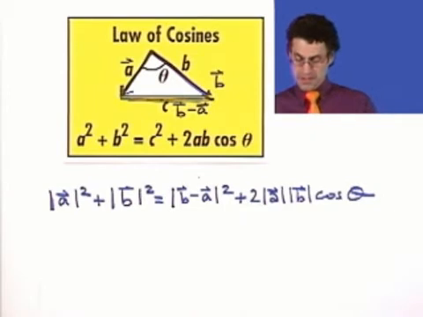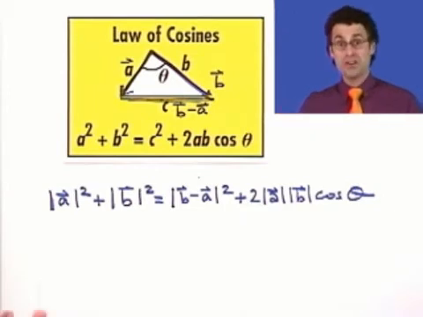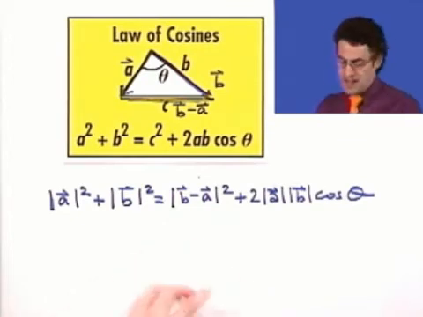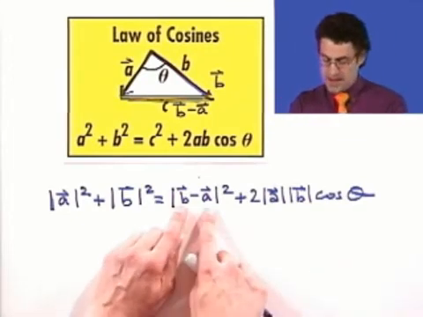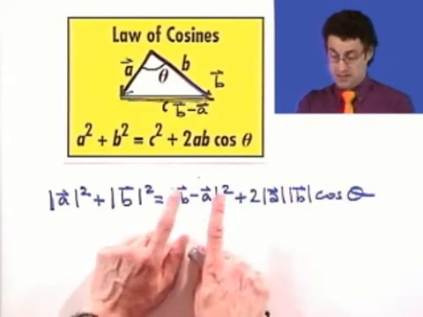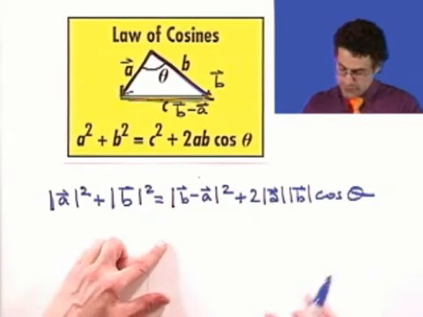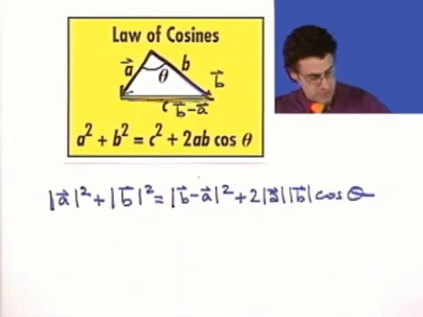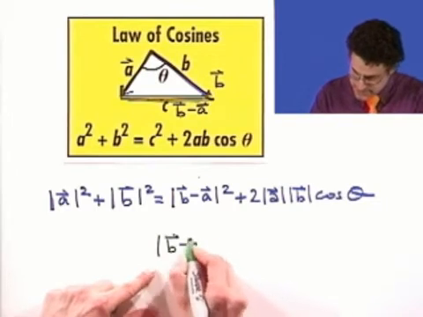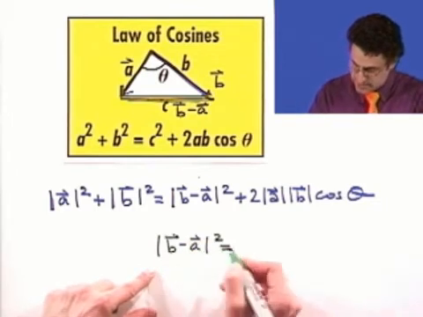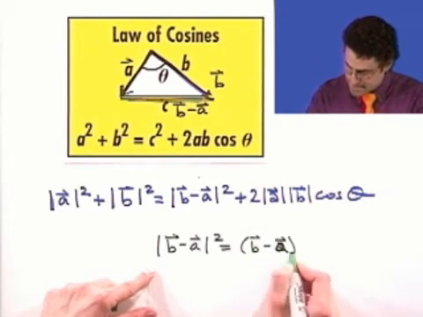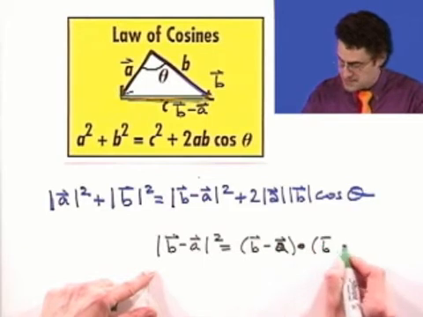Phew! Now that looks pretty complicated, but what can we do? Well, I can actually simplify that a little bit, because I've already said that if you take a vector and take its length and square it, it's the same thing as the dot product of this vector with itself. So in fact, we can use this. B minus A in length squared is equal to B minus A dotted with B minus A.